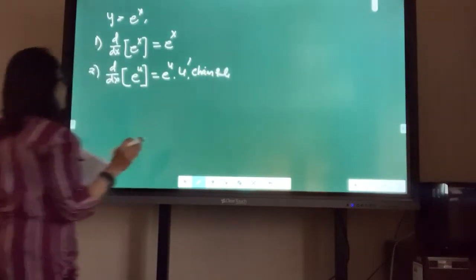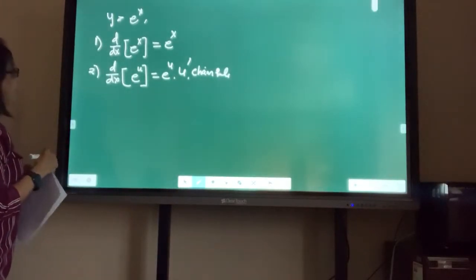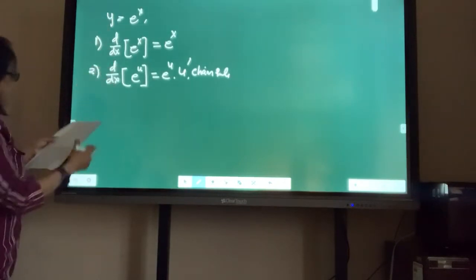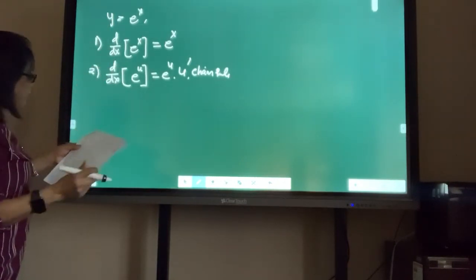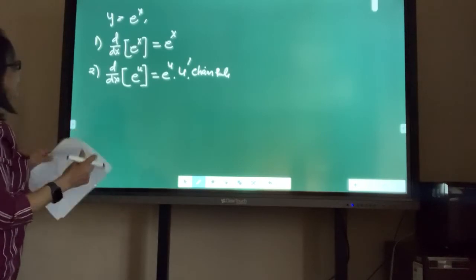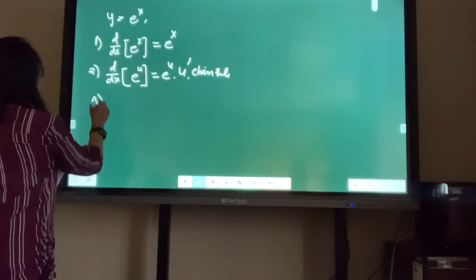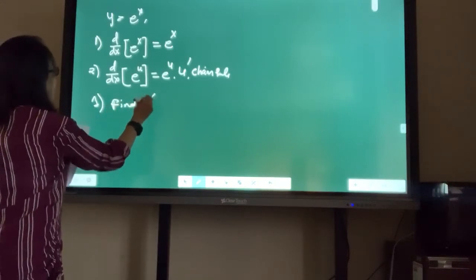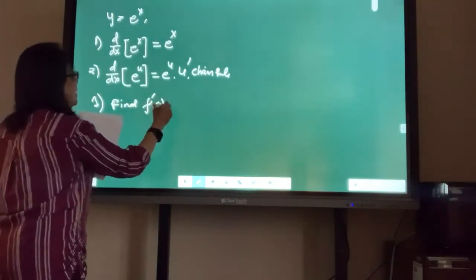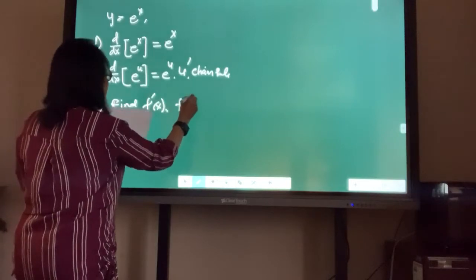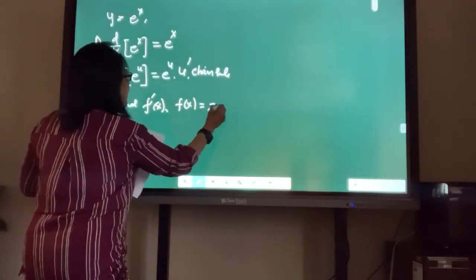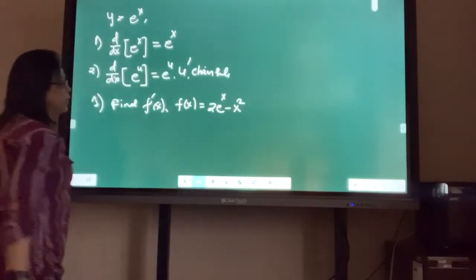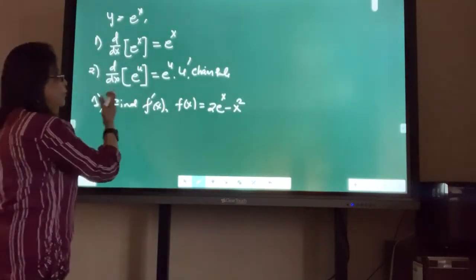Okay, so with that in mind, let's do a couple of problems here. We can have examples from both of these rules. Say number one: find f prime of x, which is the derivative, using f of x equals 2 e to the power x minus x squared. Use whichever rule applies.